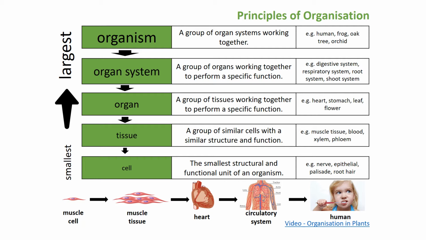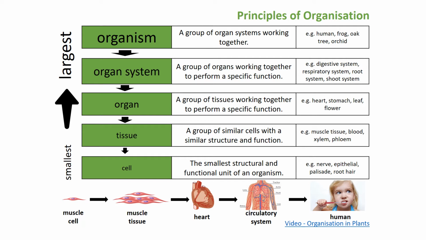So this first section, principles of organisation, is just putting the principles of how we organise things in an organism. So an organism is just a living thing. Okay, now on here we're talking about animals. So an organism for animals is a group of organ systems working together. But a bacteria is an organism, even though it doesn't have organ systems. So it's looking at the whole organism itself, which with animals and most plants will contain organ systems.